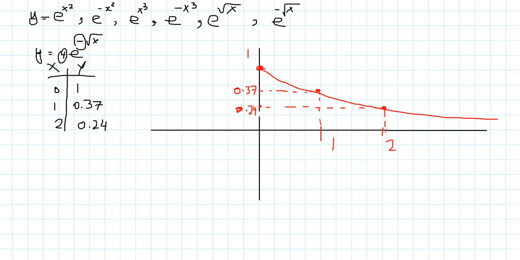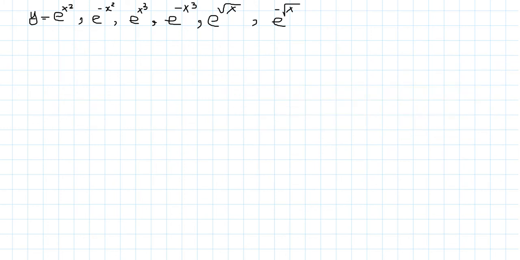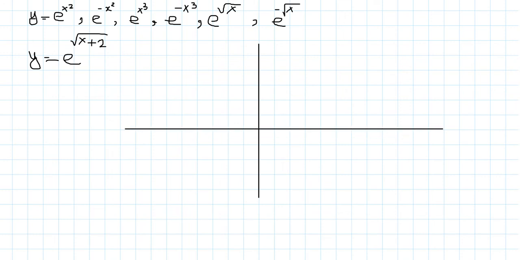Let's solve another example, and this will be the last example for this video. I have y equals e to the radical x plus 2. I know I usually have a horizontal asymptote, but it is at y equals 0. It means it is on the x-axis. Okay, let's draw it by giving some points.